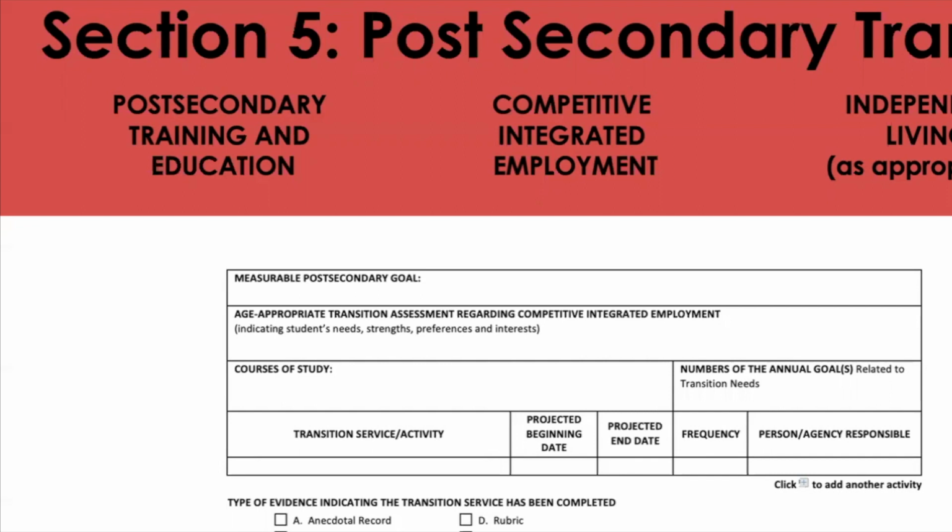When you talk about the numbers of the goals that you're linking those to, what are the annual goals in section 6, the measurable annual goals that are going to be covered by that post-secondary transition?